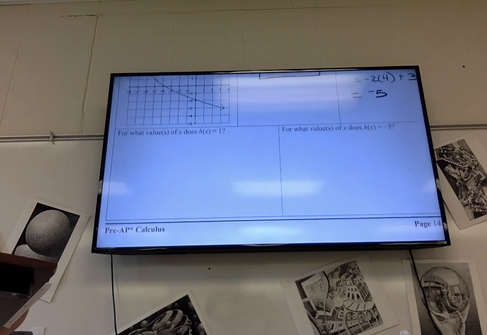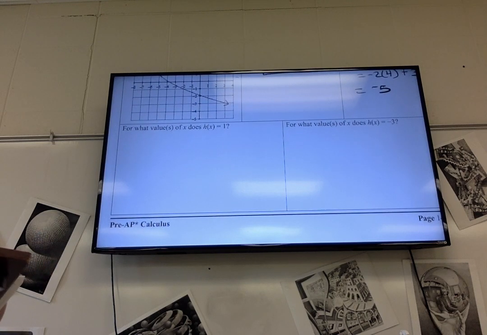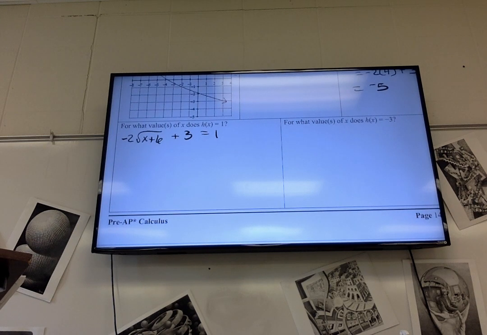Okay, on the next two, this time, what do I do, Jenna? How would I solve h of x equals 1? Yeah. So I'd take that square root, so it's -2 square root of x plus 6, and then plus 3. Is that equal to 1? And I'm going to do the same thing over here. And it's going to equal -3. You go ahead and solve those two.